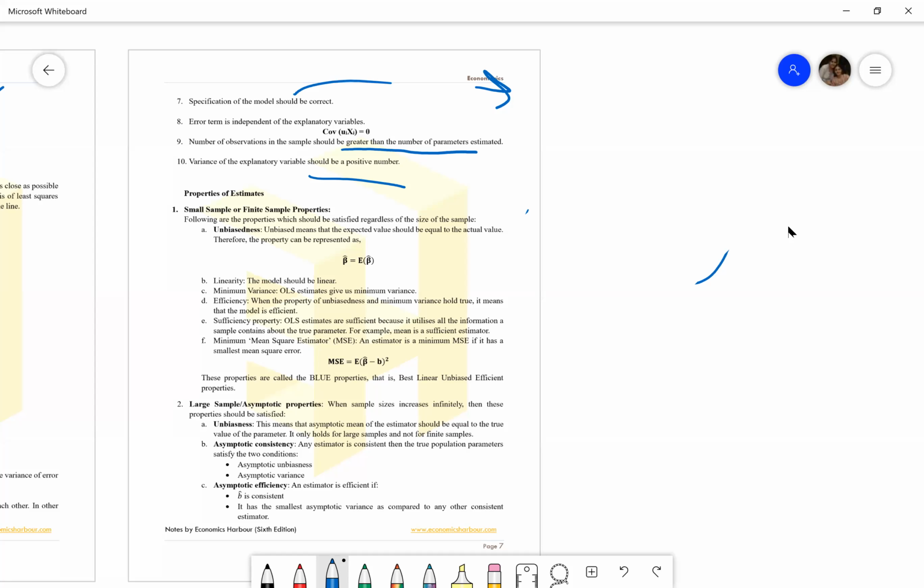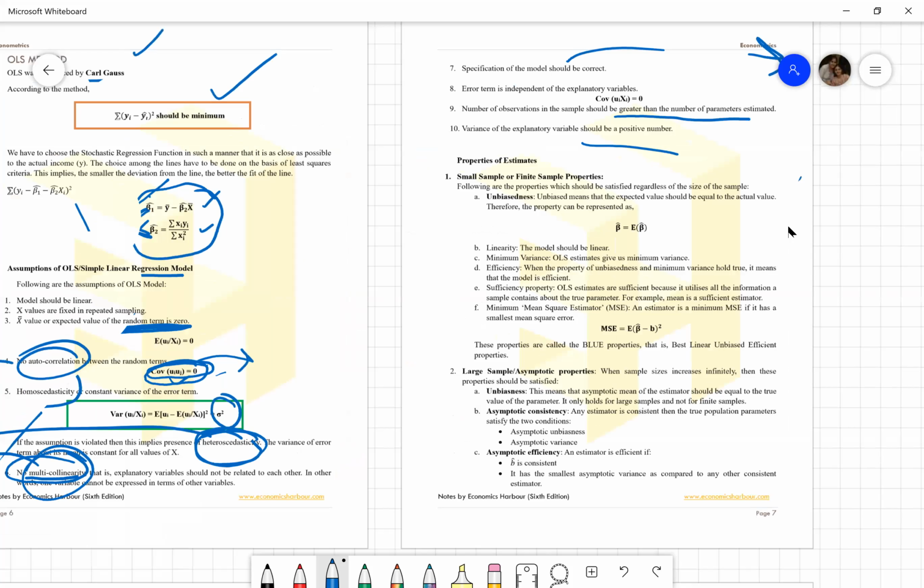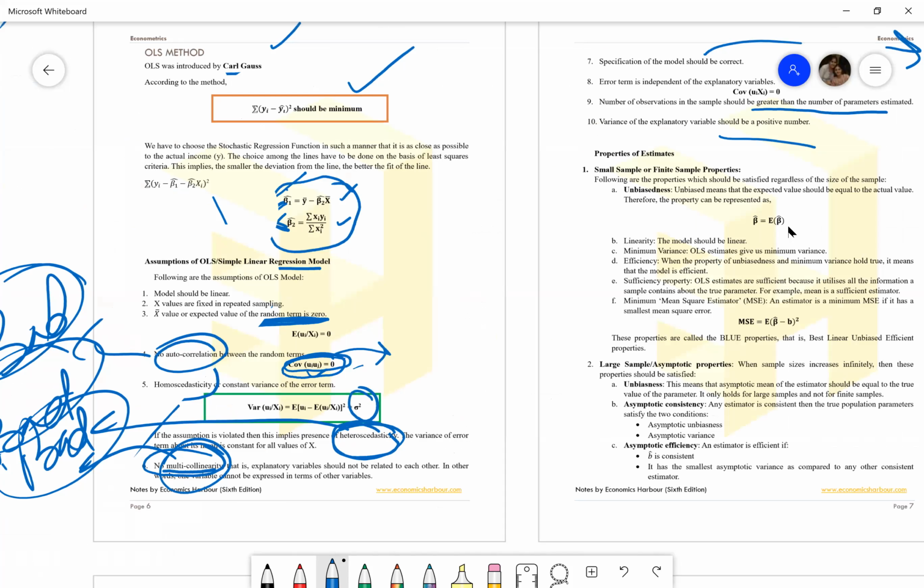Ma'am, in the third assumption, the expected value of the random term is 0. Like x bar value, so that means we are also considering deviations from the mean. Okay. That we are considering here, x bar value. Okay.